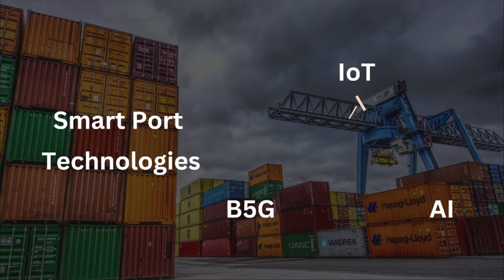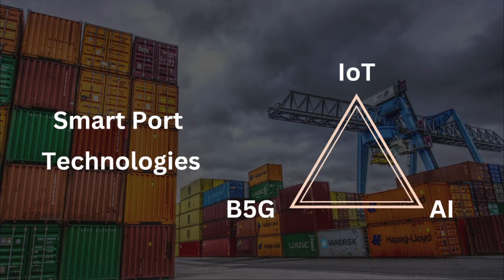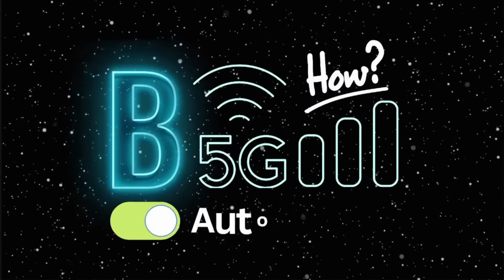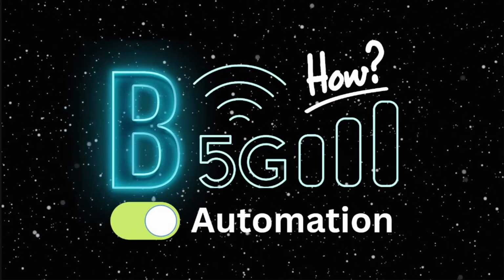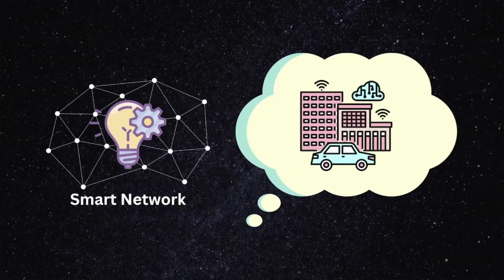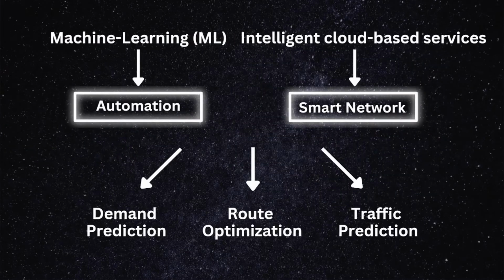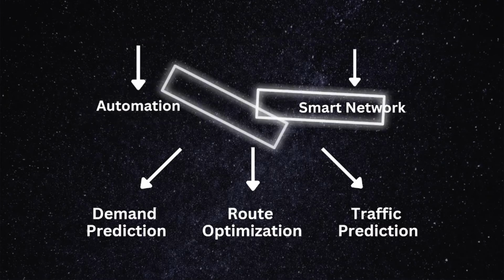In this case, B5G acts as a significant component of Smart Port as it provides automation and smart network. So the question is, how does B5G enable automation and create a smart network to improve efficiency in Smart Port? As we can see from this slide, the B5G network deploys machine learning to enable automation and intelligent cloud-based service to create a smart network. This eventually benefits the Smart Port by providing demand prediction, route optimization, and traffic prediction.